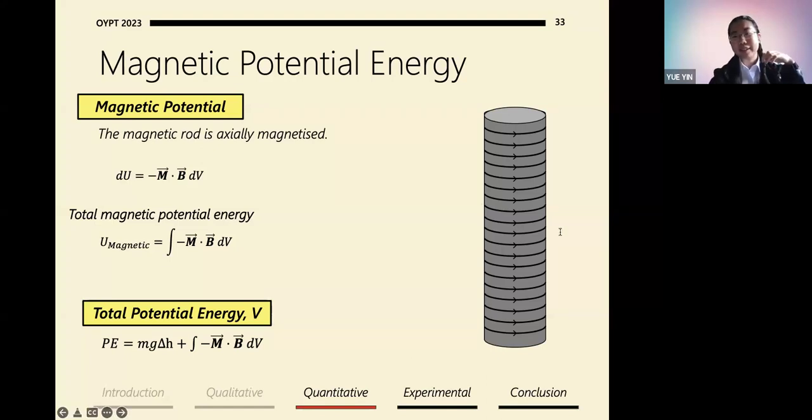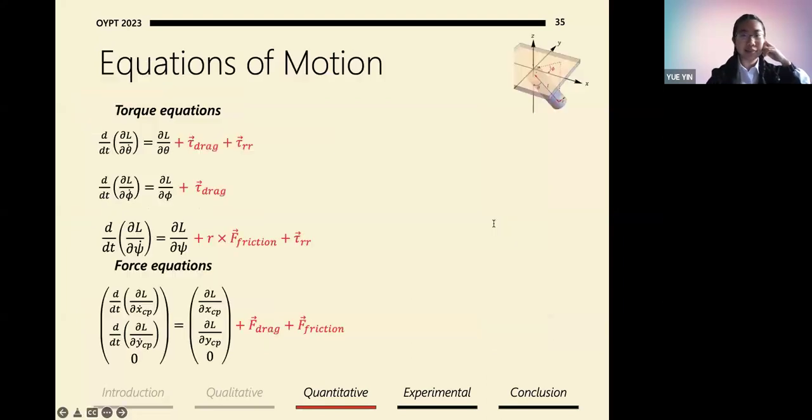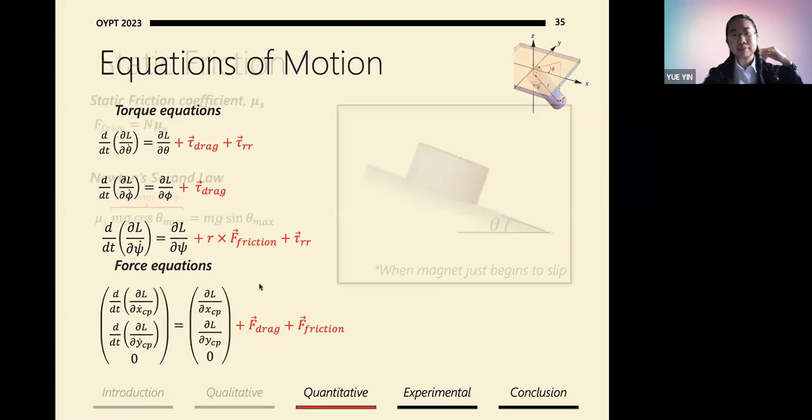So if you put everything together, this is the final Lagrangian expression that you would get. And here is the final system of equations that we can then solve. There are three torque equations, one for each of the Euler angles, and there is a force equation for the motion of the contact point.